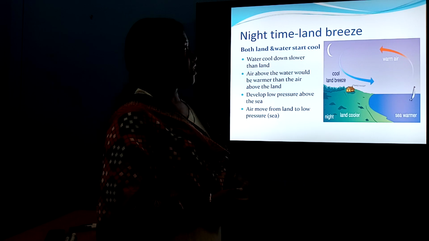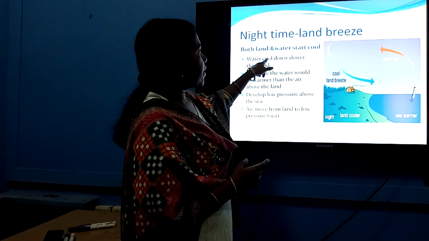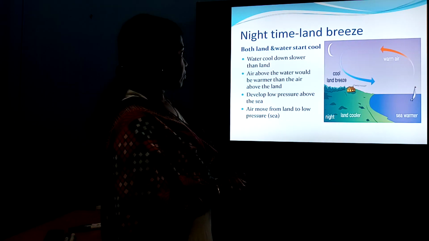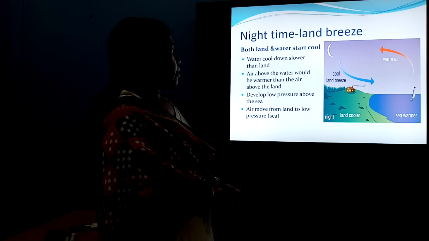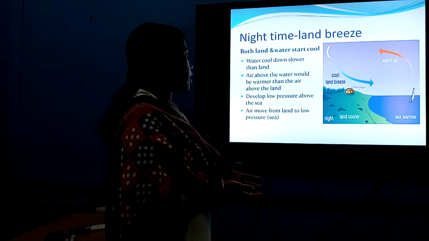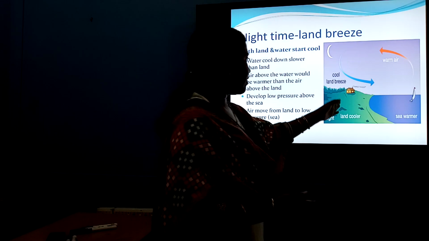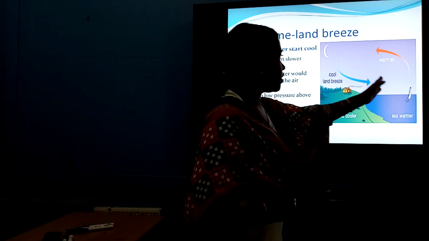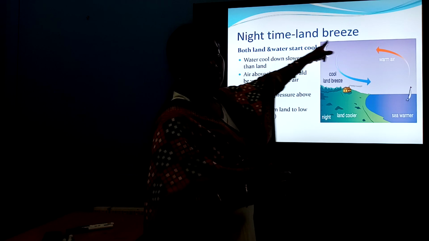Now at night time, it forms a land breeze. During night time, both land and water start to cool. The air above the water would be warmer than the air above the land and develops a low pressure above the sea. Therefore the air moves from the land, at higher pressure, toward the low pressure, and that forms a land breeze.